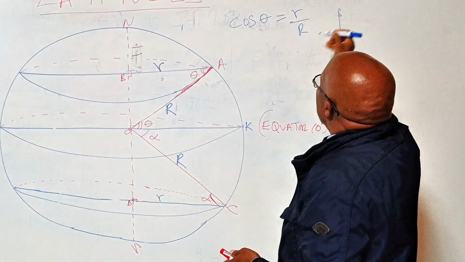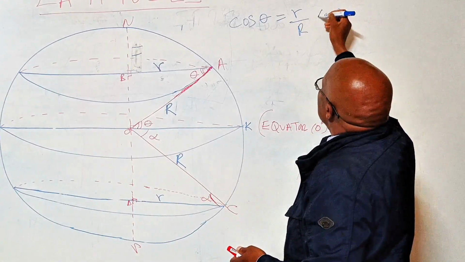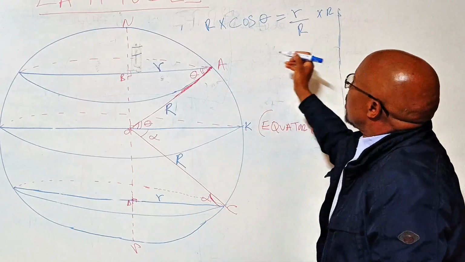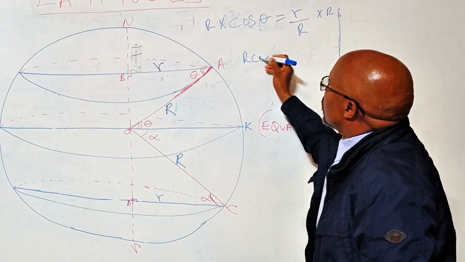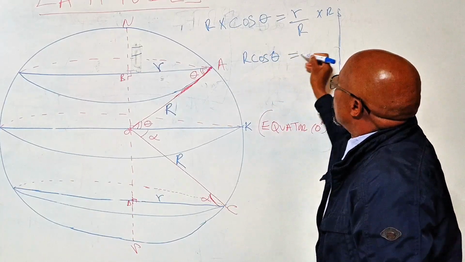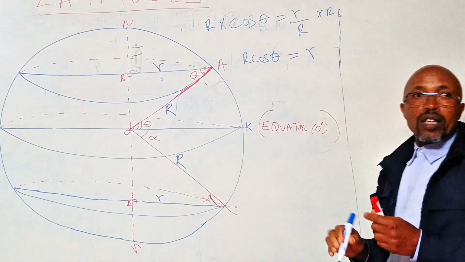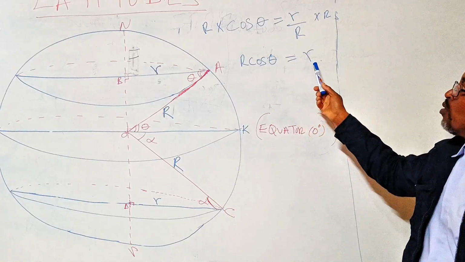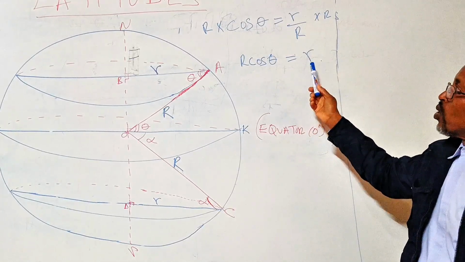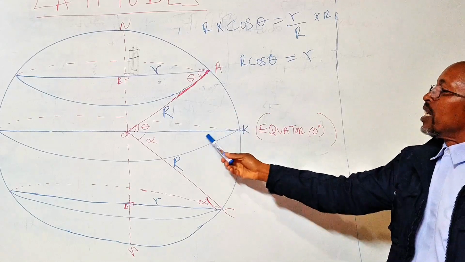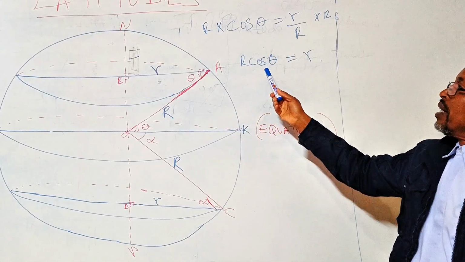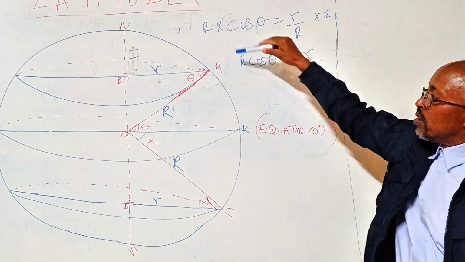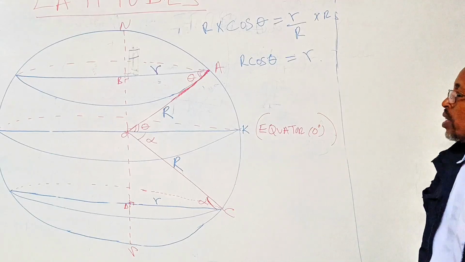From there now, we can multiply by R on both sides. To get rid of the denominator, we multiply by R such that we'll have R cos theta is equal to the small r. And that's our relationship. From here, we can see that the radius of a small circle is always equal to the radius of a great circle, that is the radius of the equator, multiplied by the cosine theta, where theta is the latitude, either north or south of the equator.